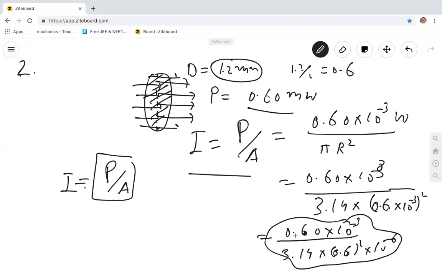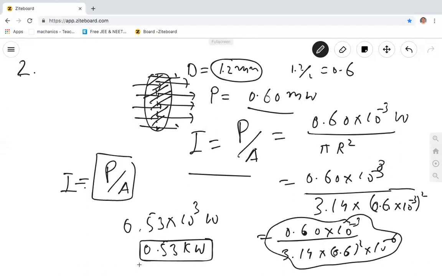Now it's coming out right. It is 0.53 into 10 raised to the power 3 watt. It is 0.53 kilowatt. Is that right? Yes. Any other question?